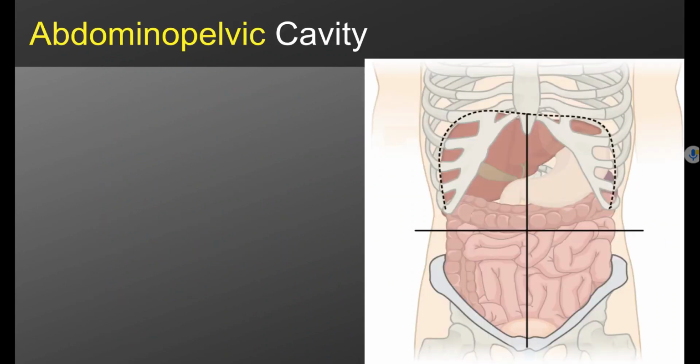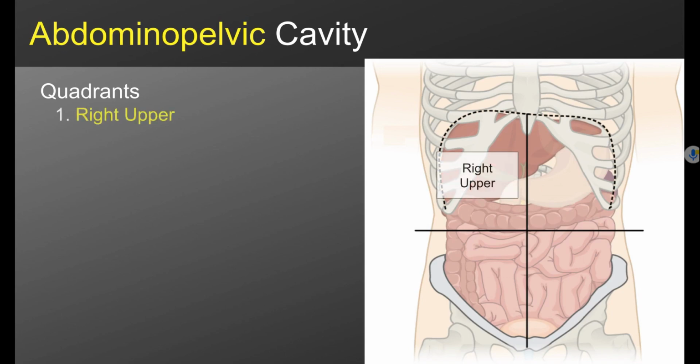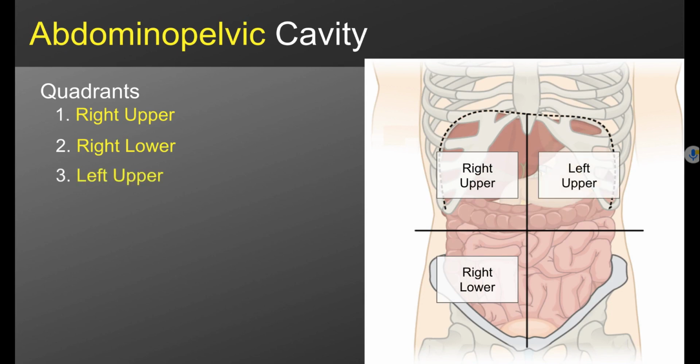Now, to make it easier to locate organs within the large abdominopelvic cavity, we separate that into four parts or four quadrants. There's the right upper quadrant, the right lower quadrant, the left upper quadrant, and the left lower quadrant. Notice, based on the image here, right and left refers to the patient's right and left.